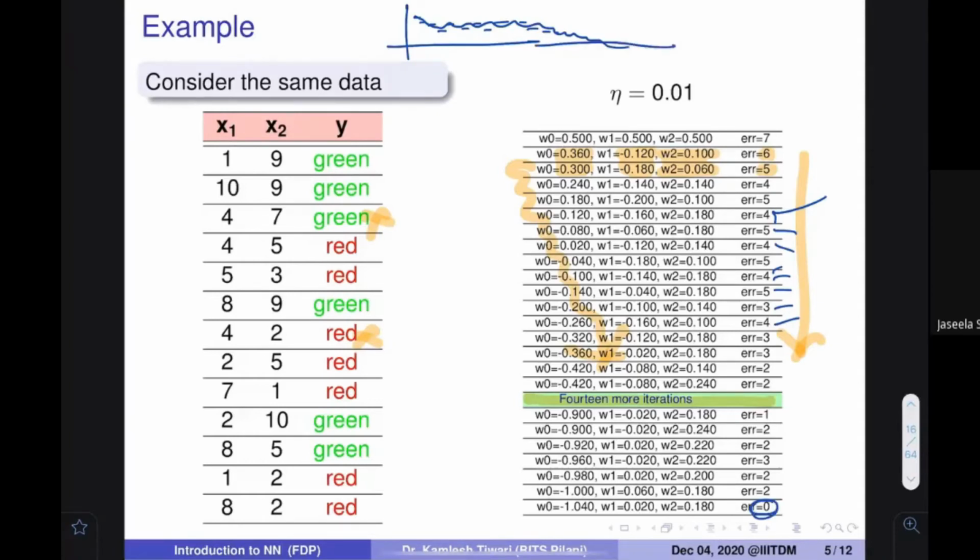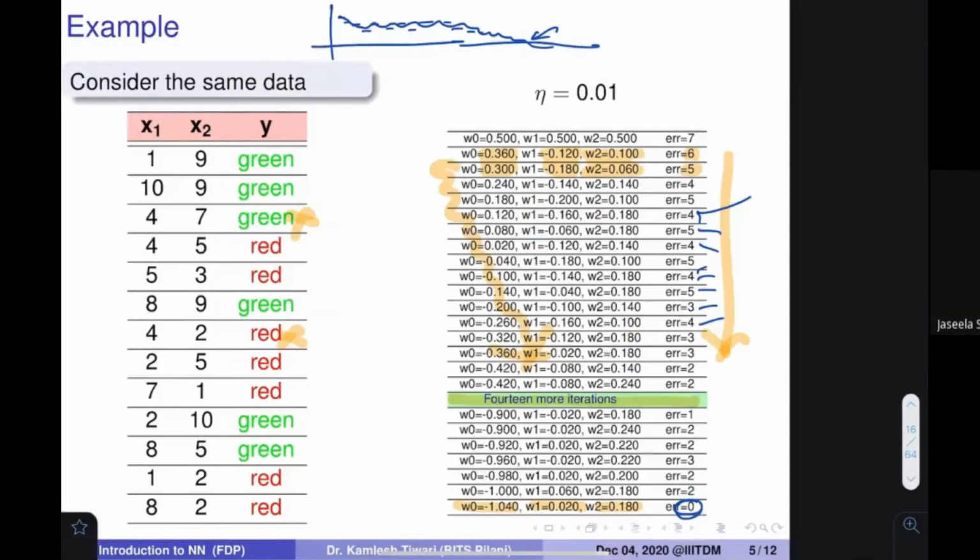When error becomes 0, we stop. Whatever value we got is the actual value. These are the actual weights that we wanted to find out. They are not minus 225 because multiple lines are possible, but in this way, we can find out a line. Make sense? I'm going to show you a very interesting slide next.